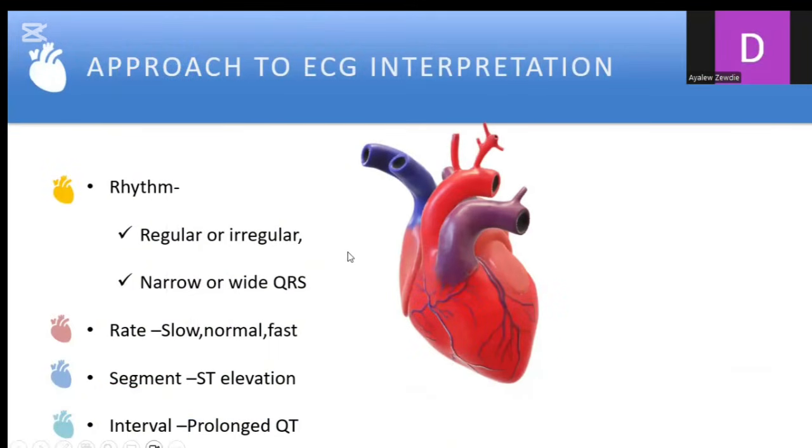So, in summary, you check the rhythm, whether it's regular or irregular, whether it is sinus or not, whether it is narrow QRS or wide QRS. Then the rate, is it slow, is it normal, or is it fast? And the segments, is there ST elevation or ST depression? Is there QT prolongation, PR prolongation? So these are the things that you have to look for. The detailed interpretation will be covered in the next sessions.